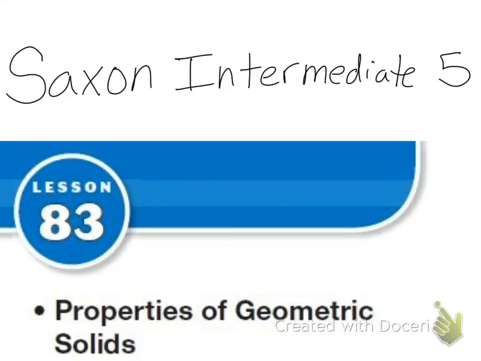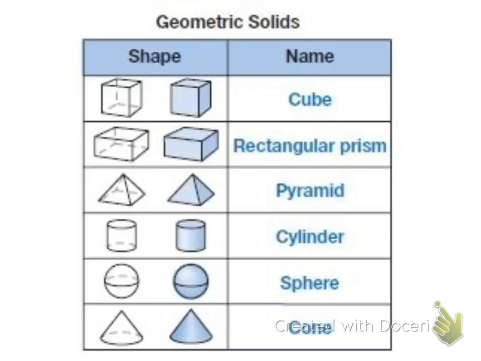Hello everyone, today's lesson is lesson 83, Properties of Geometric Solids. So geometric solids are shapes that take up space, okay? Even if real world objects that are similar to these might not be completely solid, okay?